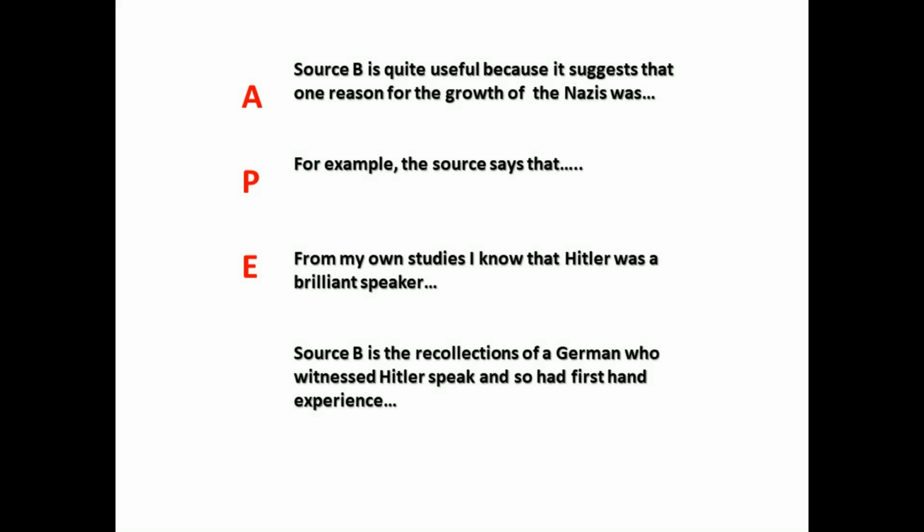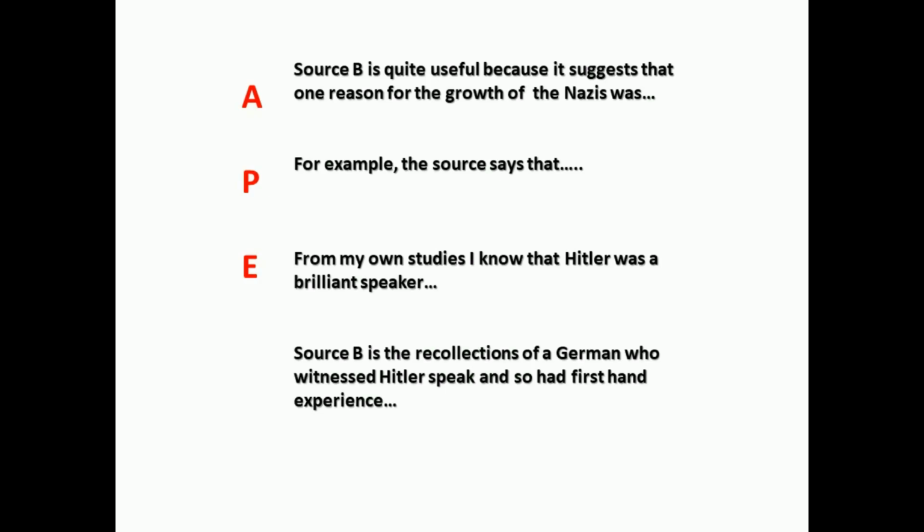So to APE source B, you would say that you think the source is quite useful because it suggests that one of the reasons for the growth of the Nazi Party was Hitler's speaking ability. You prove that with a quote from the actual source. The source mentions people crying, men, women and children. You then evaluate how plausible that is. So you use knowledge, what you already know about Hitler as a speaker, that he was a brilliant speaker, that he practiced his speeches, etc.